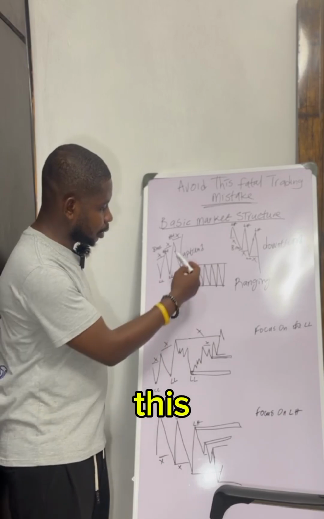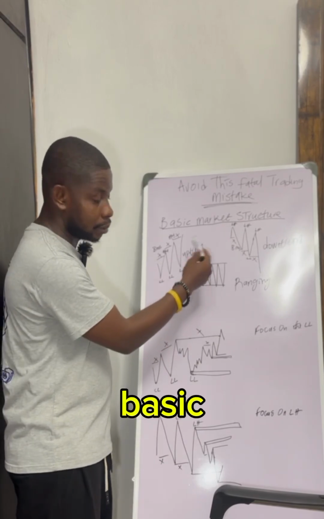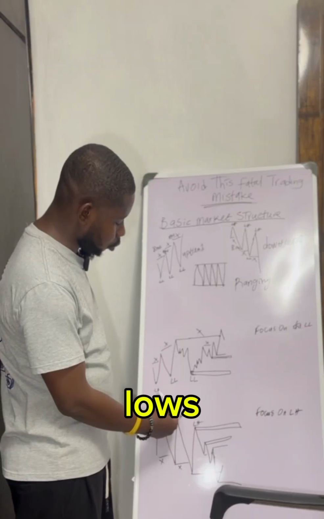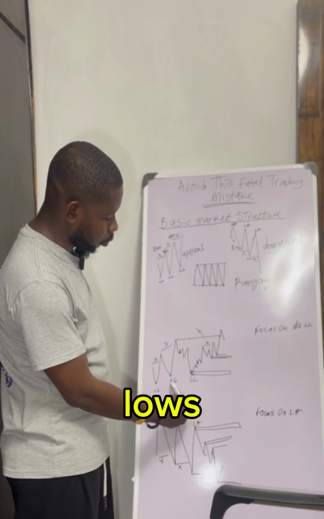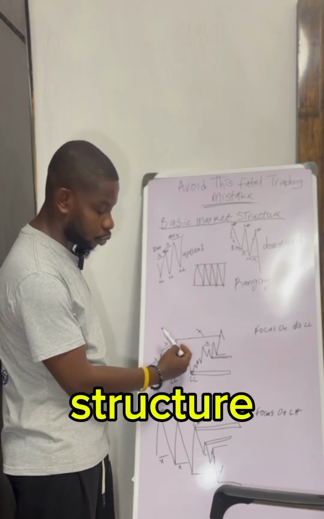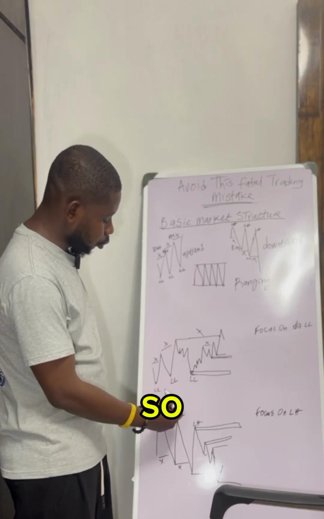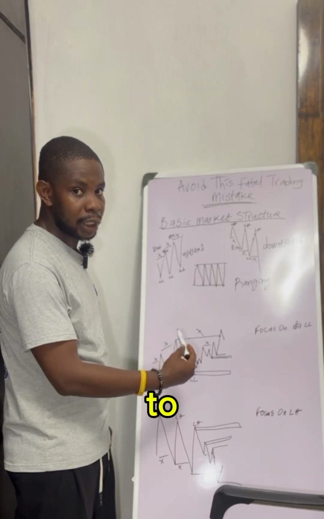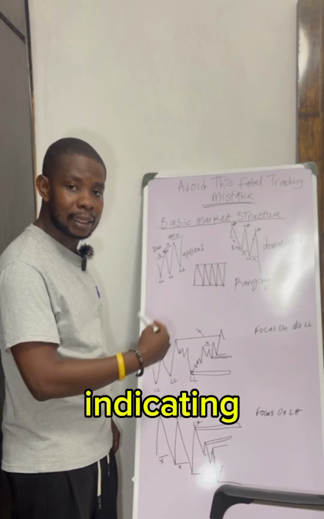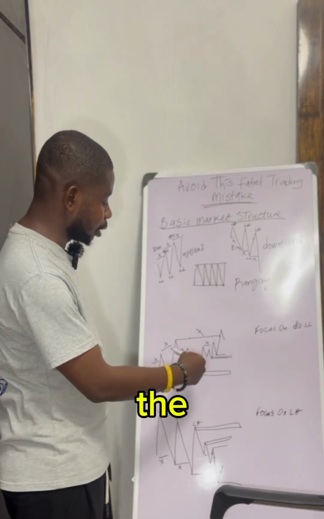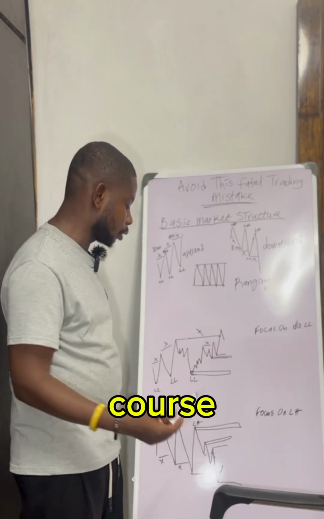From this example of basic market structure, we understand that the market forms lower lows, higher highs, lower lows, higher highs. Each of these lower lows is breaking structure to the upside to create a higher high, indicating that the trend is continuing. So we want to be trading in line with the trend, of course, as you all know.